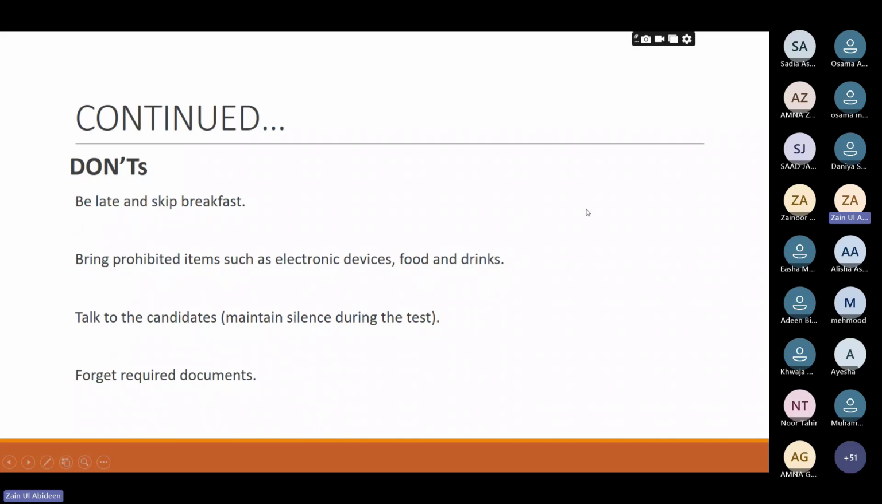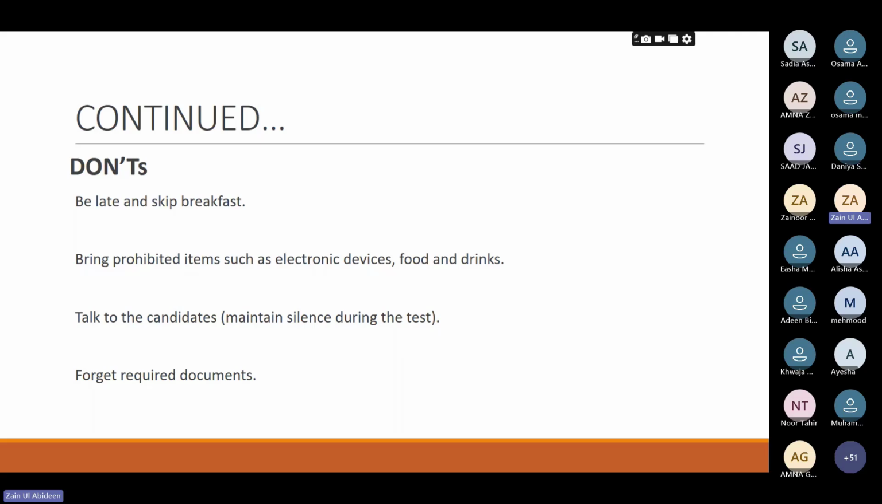The next thing is, don't bring prohibited items to the test center, like foods, drinks, or electronic devices, because they're just going to add unnecessary fuss. Give them to your friends or your relatives. They're not allowed in the exam center, because some exam centers don't even have a locker to put these things. So be careful about that. Don't bring them unless they are absolutely necessary.